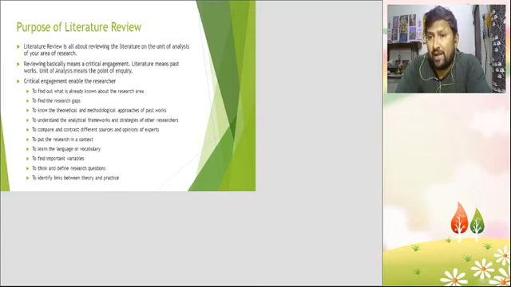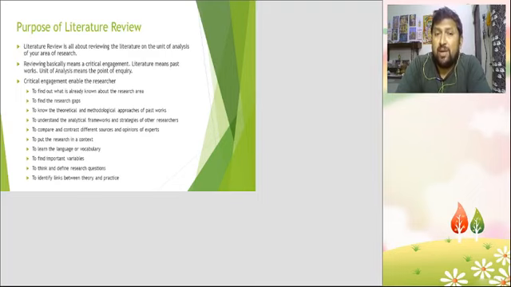Now after collecting the literature, the researcher must start reading and start reviewing. So initial reading will help the researcher to identify what is the right literature for that piece of work and what is not the right literature for that piece of work. Then after that, the researcher must review it. So review basically means it's a critical engagement, right?